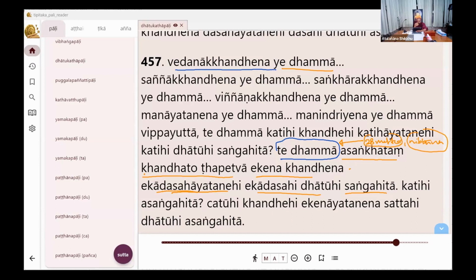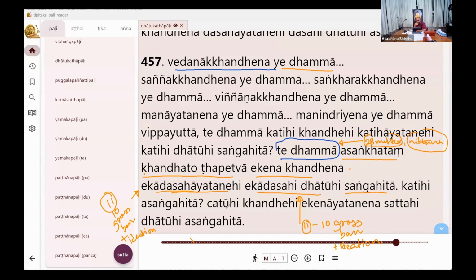Then Ekadasahayatanihi, which is the 10 gross bases and also the ideation base, right? If you move to the elements, it's also Ekadasahayatani, 11: the ten gross bases and also the ideation base. And then let's have the other question on the unclassification.